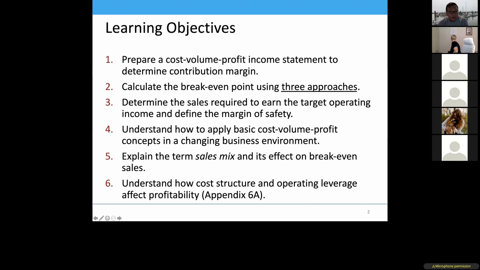And number 4, we're going to learn how to use this tool. And number 5, we're going to take a look at sales mix. Sometimes when you sell a product, that product is a package. You are not only selling an internet service, you also have a home phone line, and you also have cable. It could be a sales mix. How does that affect all this analysis? And number 6, that's the cost structure and operating leverage.